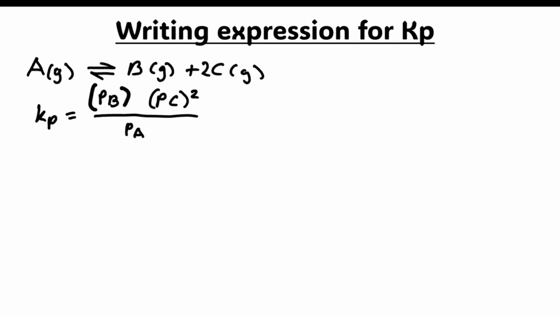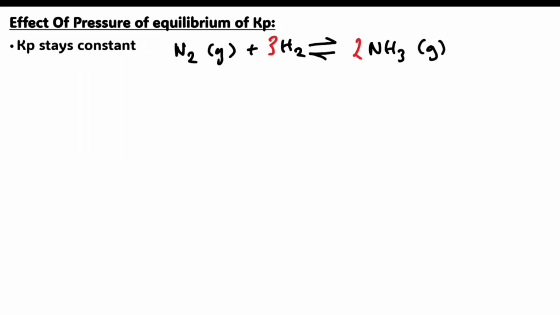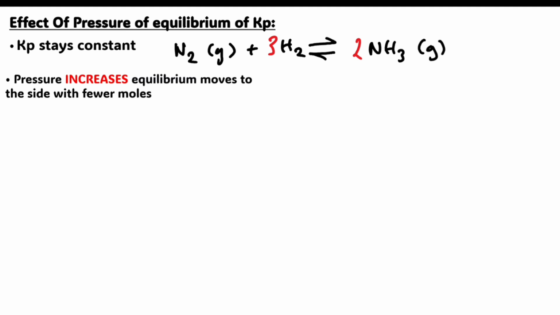Okay, so the effect of pressure on the equilibrium of Kp. Kp would have no effect. Kp would stay constant. And in this equation, for example, what I highlighted in red is the number of moles. Now we can see there's more moles on the left hand side than on the right hand side, my bad. So therefore, if pressure increases, the equilibrium will move to the side with fewer moles.